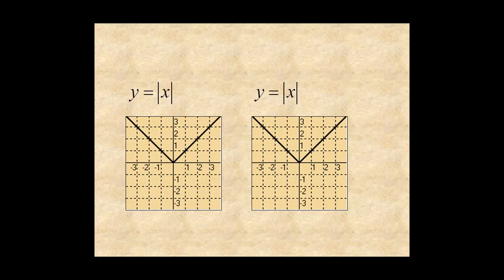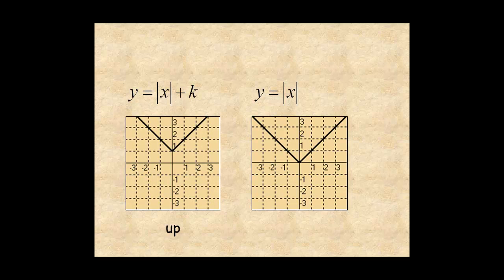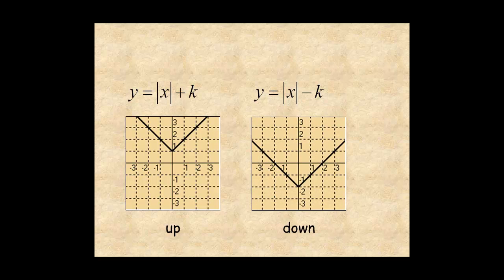So here's the rule. If you add k units to the function, the graph shifts k units up. If you subtract k units from the function, the graph shifts k units down. These shifts, right, left, up, and down, are called translations.